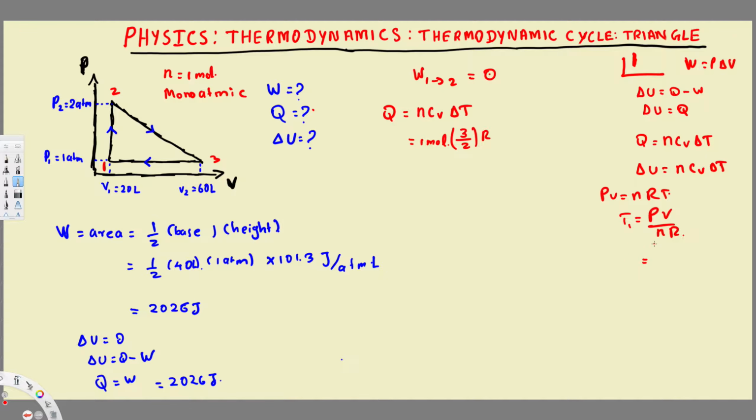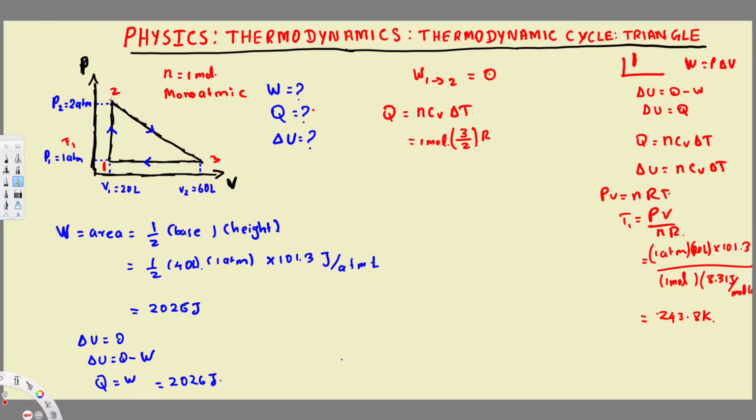So I am calculating T1, 1 atm, and in the initial state we have 20 liters, and then to convert this into joules we have to multiply by 1 over 1.3, divided by n, which is 1 mole, times 8.31, the gas constant, 8.31 joules per mole Kelvin, right? So this is what we get, and if you calculate this one, that's going to give you 243.8 Kelvin. Now we have T1 at this location. T1 we found out is 243.8 Kelvin.